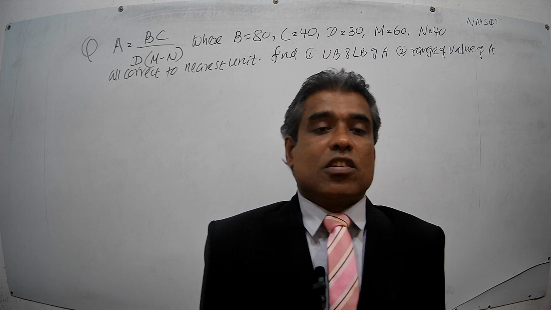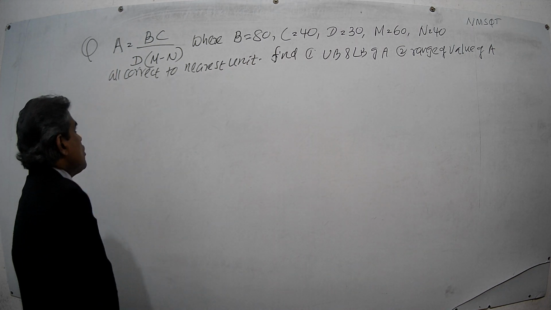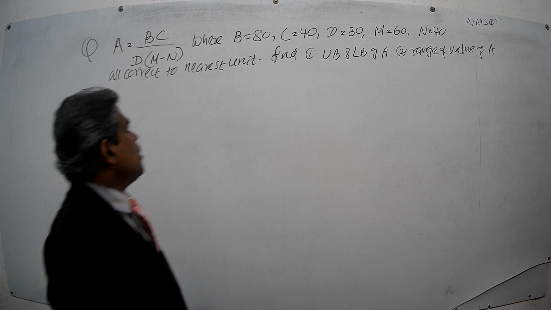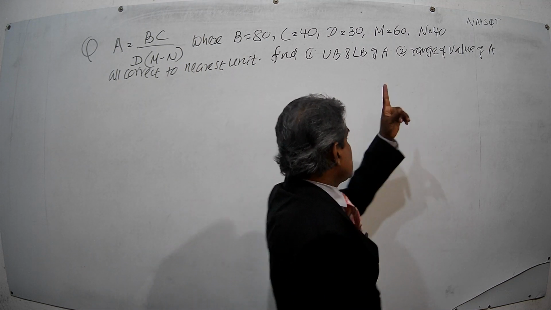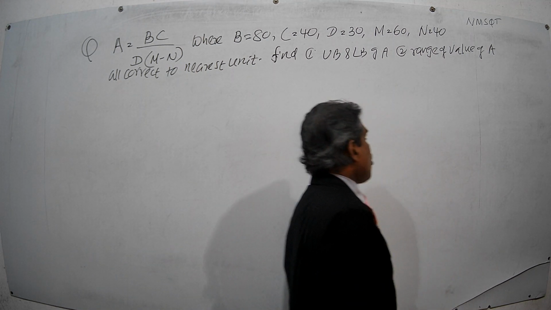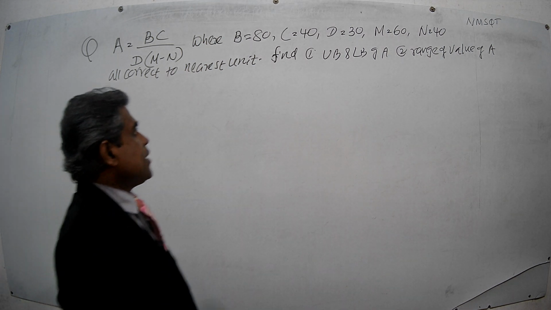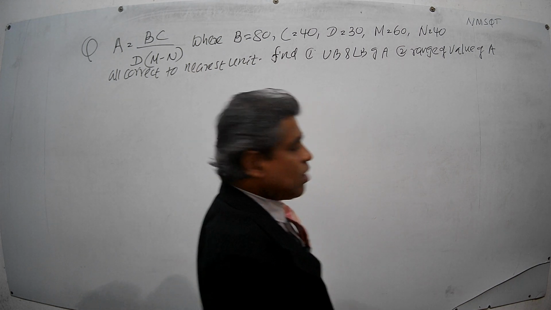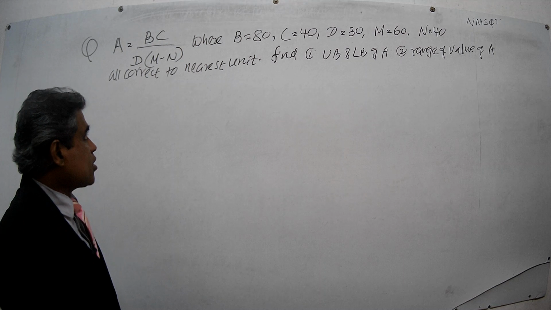Now this is the question. You have A equals BC over D times M minus N, where B equals 80, C equals 40, D equals 30, M equals 60, N equals 40. All correct to nearest unit. Find upper bound and lower bound of A. Second part, range of value of A. We will see. Now say all the values have been given correct to nearest.